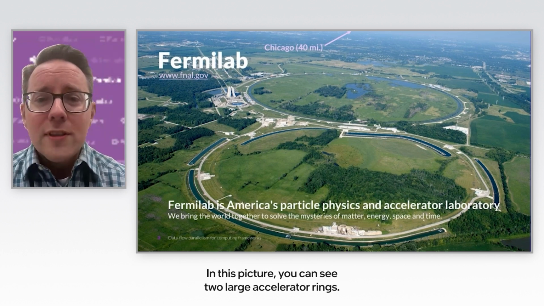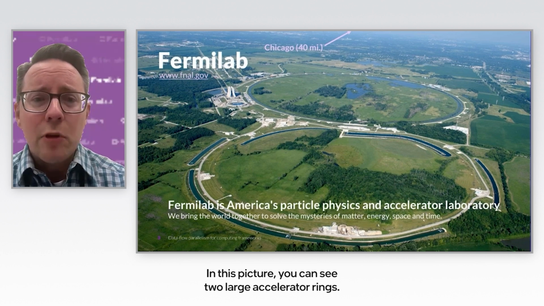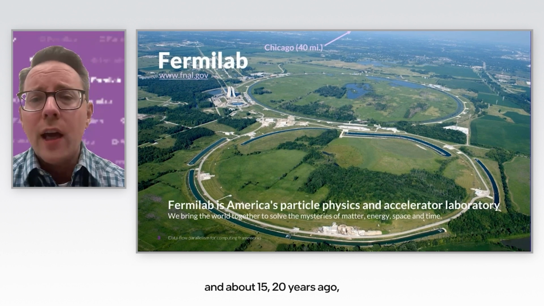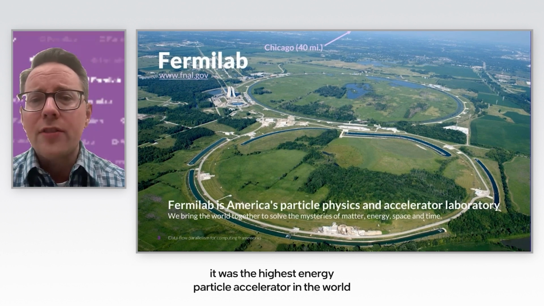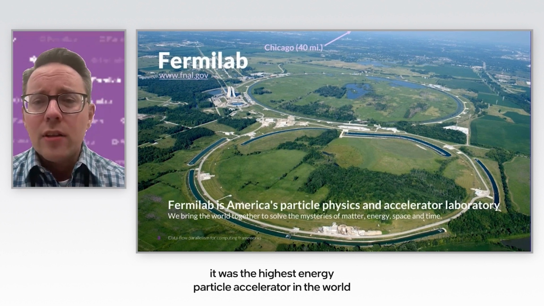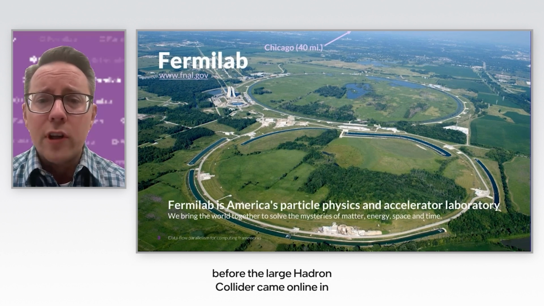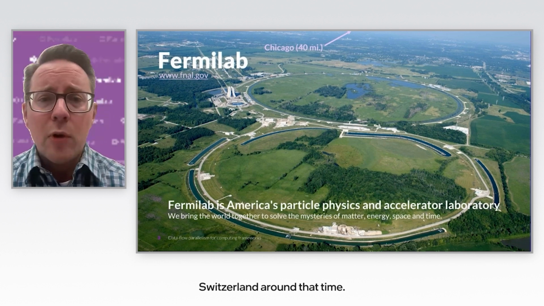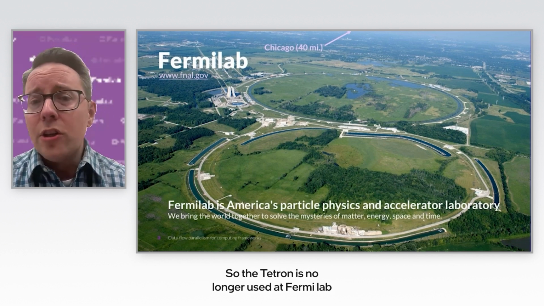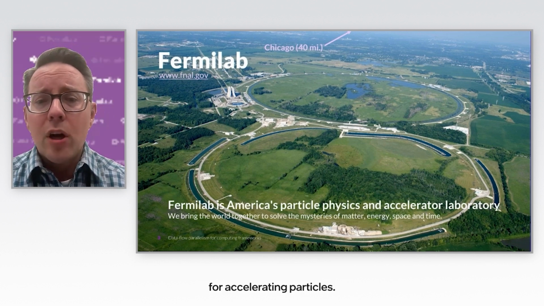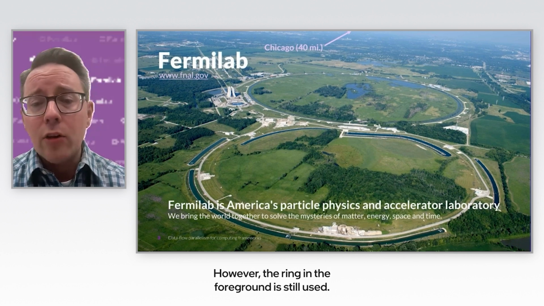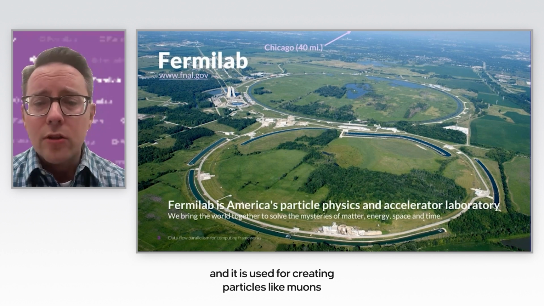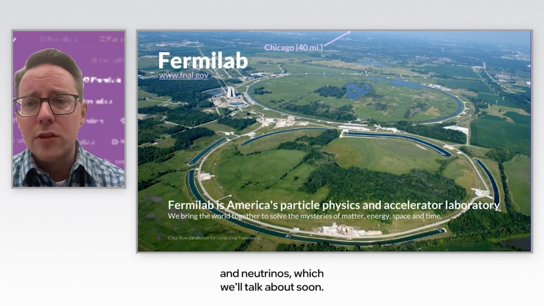In this picture, you can see two large accelerator rings. The ring in the background is called Tevatron, and about 15-20 years ago, it was the highest energy particle accelerator in the world before the Large Hadron Collider came online in Switzerland around that time. So the Tevatron is no longer used at Fermilab for accelerating particles. However, the ring in the foreground is still used. It's called the main injector, and it is used for creating particles like muons and neutrinos, which we'll talk about soon.